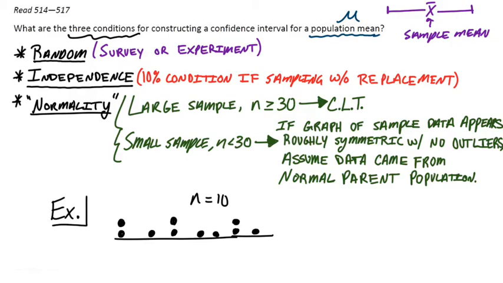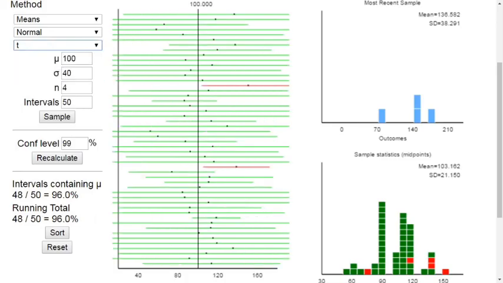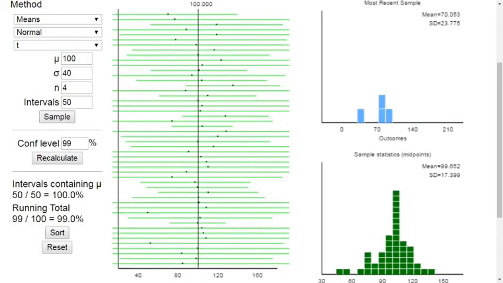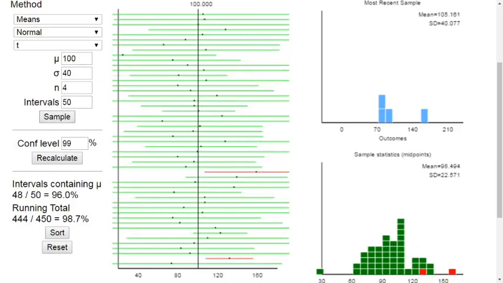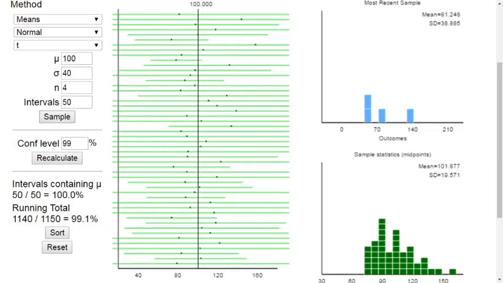So I want to end these notes by going back to that applet and seeing what happens when we use a t-score. So I've got the applet pulled up here. I'm not using z-scores with S. We found out that was no good. Let's change this to the t distribution. I'm going to reset it here. We're going to do 50 at a time. And notice, yeah, we're missing here and there, but we're at a 99% capture rate. So right now I'm at 99.1%.